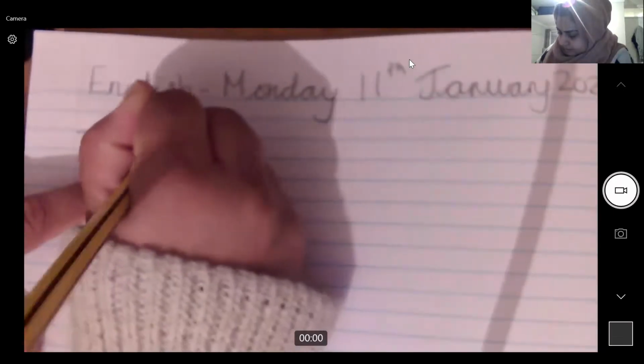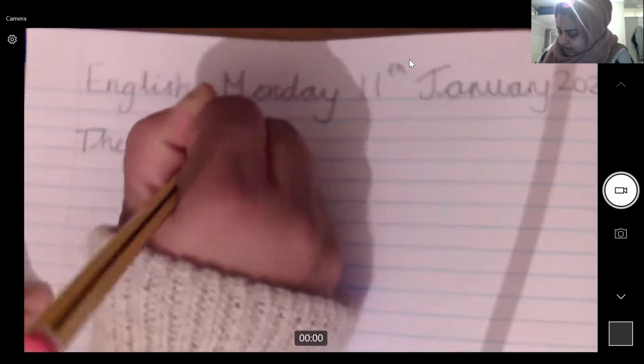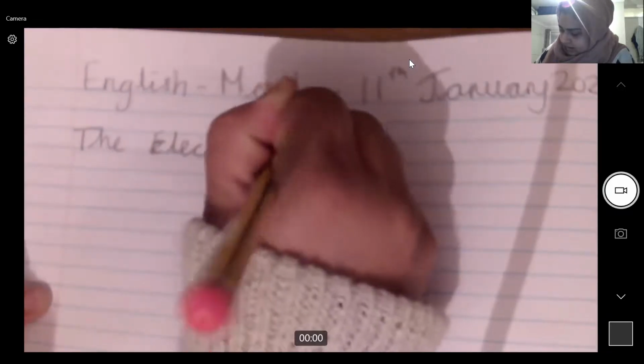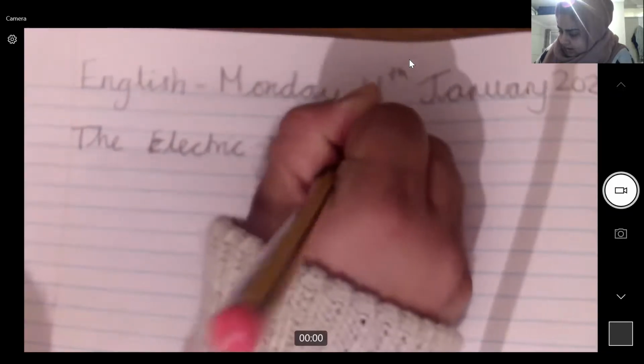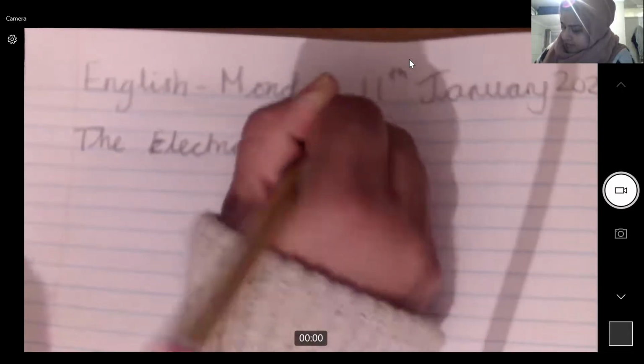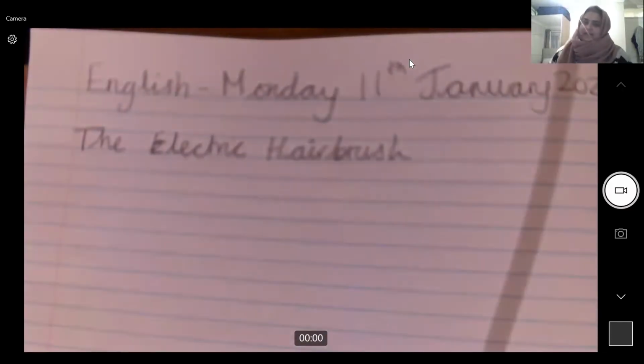Oh, electric hair brush. Now that I've written the heading, I need to make sure that I underline my heading.